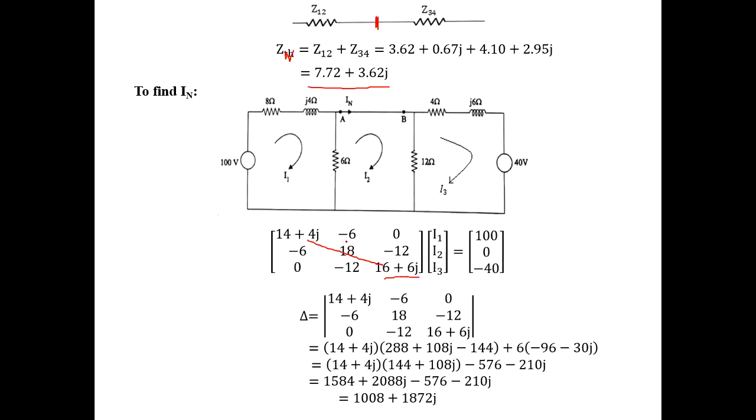Next, this place is A12. Between loops 1 and 2, the value is minus 6. This place is 1, 3. Between loops 1 and 3, there is no resistor.